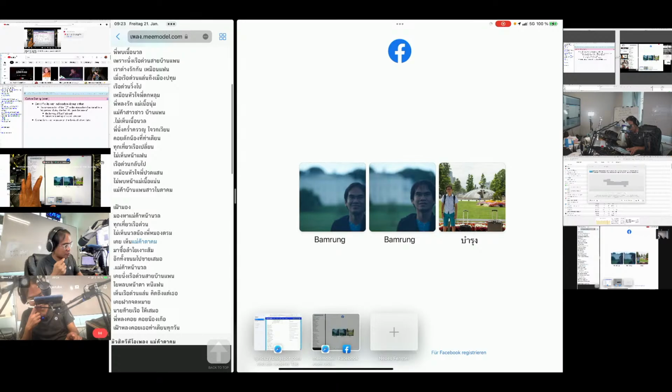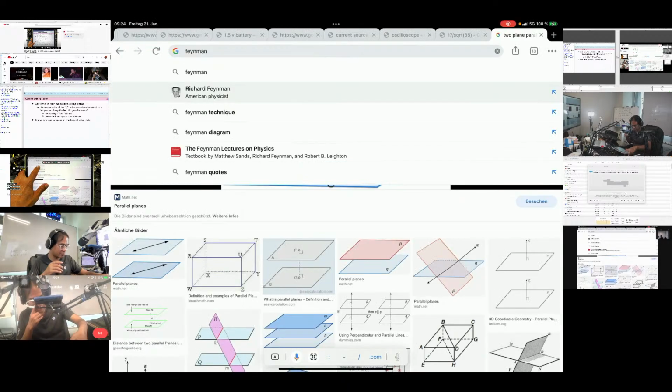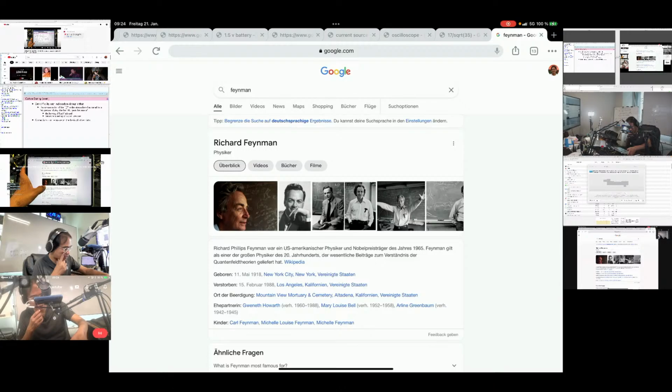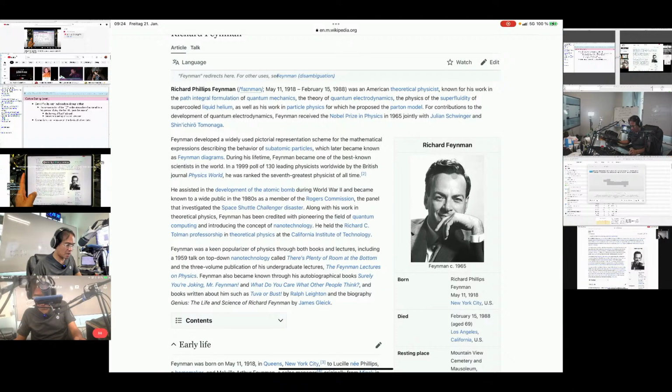Richard Feynman is a modern American physicist, and you could find his lectures. If you fall in love with particle physics, quantum mechanics, or nuclear physics, you have to think about him. Richard Feynman is the person who created the Feynman diagram.